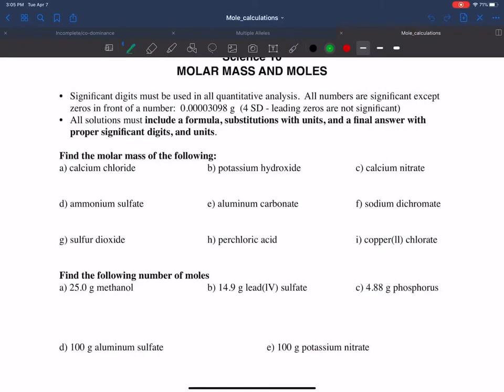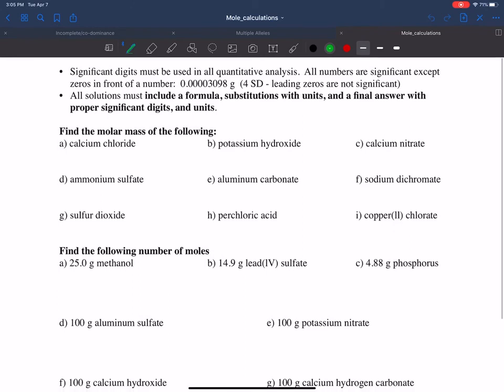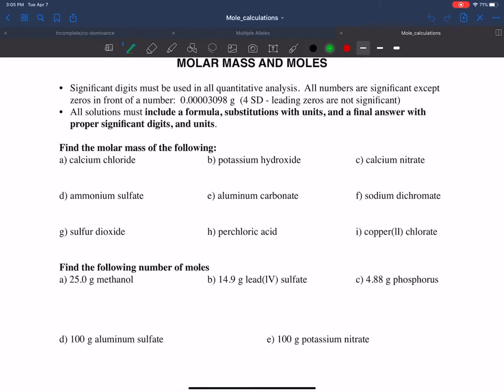Hello, here is a video showing how to do a couple of these questions on molar mass and moles. So we're going to do one just out of each section. Let's say that we do the first one, calcium chloride. The first thing I need to do is make sure I have the correct formula.